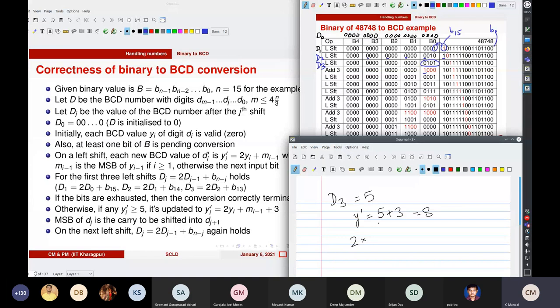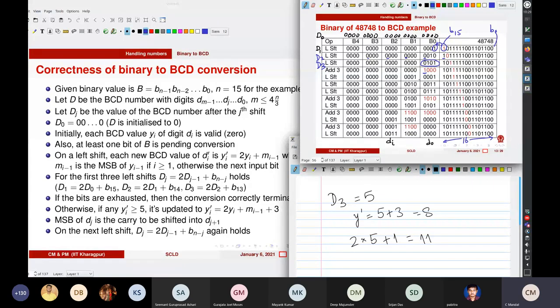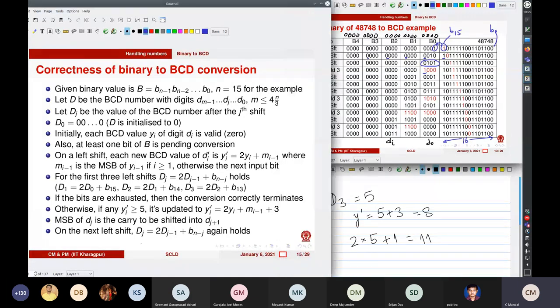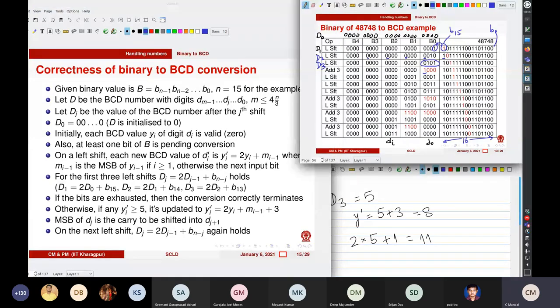So it is 2 times 5 plus 1, that is 11. So that is exactly what you have over here. This relationship holds again. So this happens for all the digits.